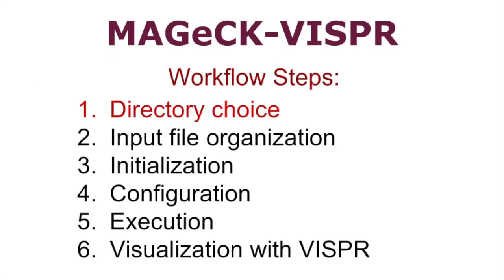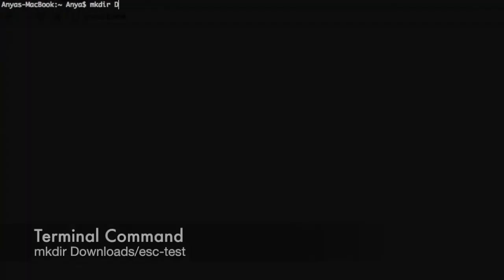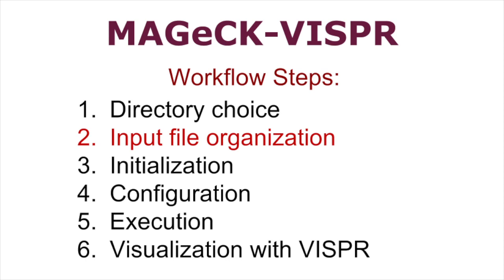The first step is choosing the directory where you'd like MAGeCK-VISPR to be executed and results to be stored. This should be an empty, meaningfully named directory. To this end, we'll create a directory named esc-test in Downloads. Next, you'll need to organize your input files. When you run the workflow with real data, these will be your raw FASTQ files and CSV sample library.